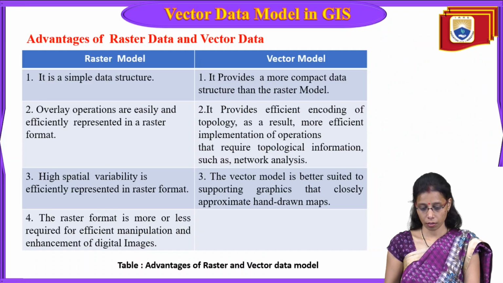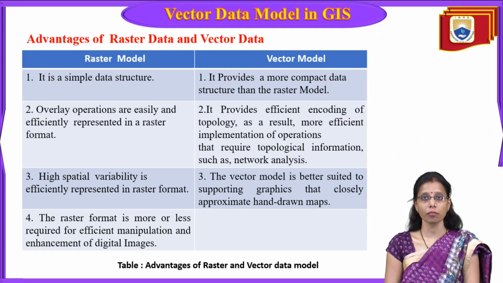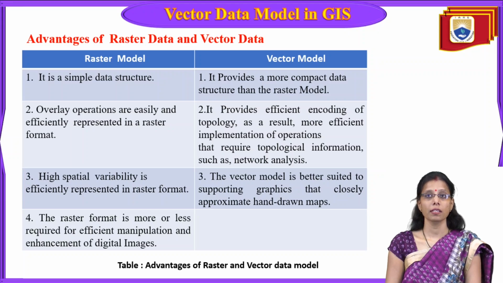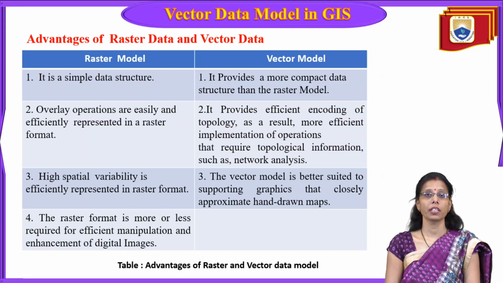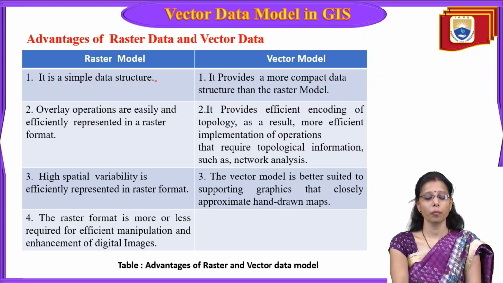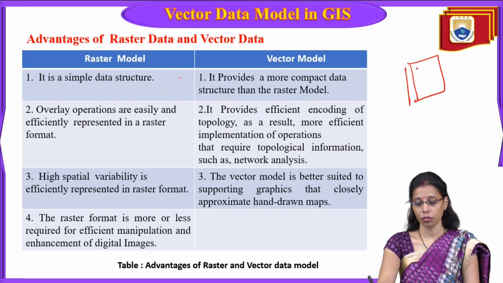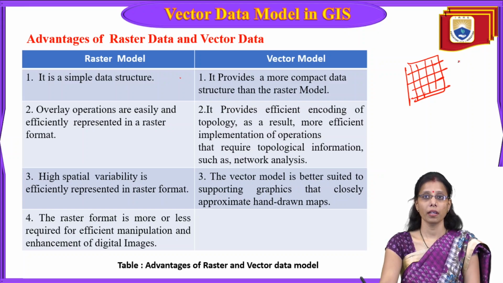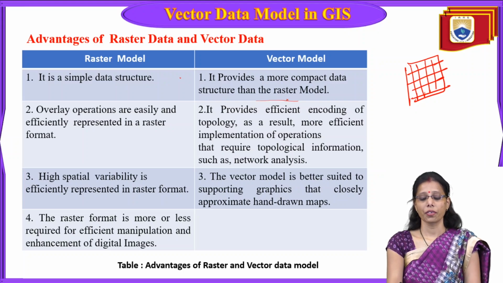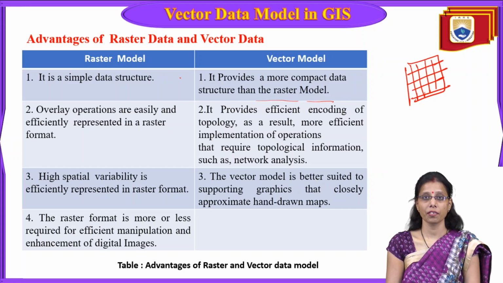Now, next, we have certain advantages of raster and vector. So what is raster? It is a simple data structure. Simple data structure means if you click a map or scan a map, it is converted to raster. It is the simplest one, in grid format. Vector provides a more compact data structure than the raster model, while raster provides a very simple one.